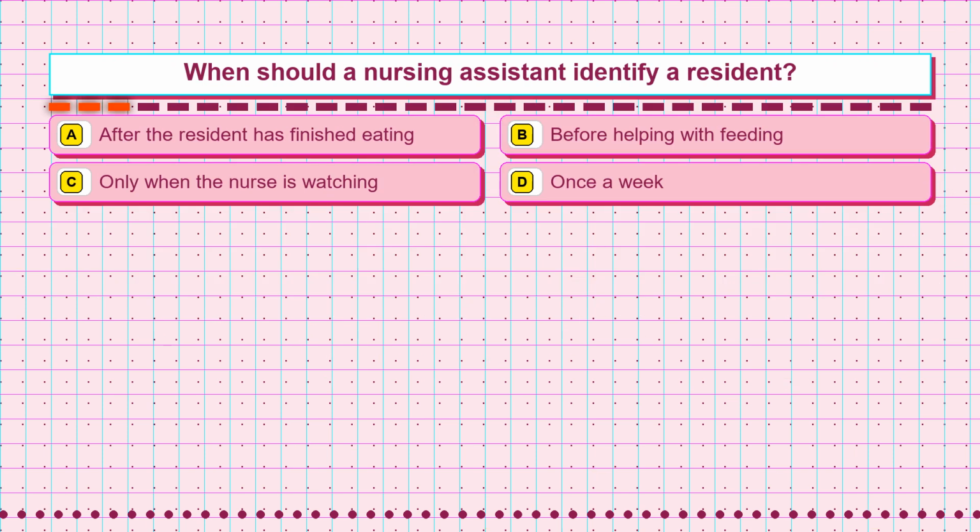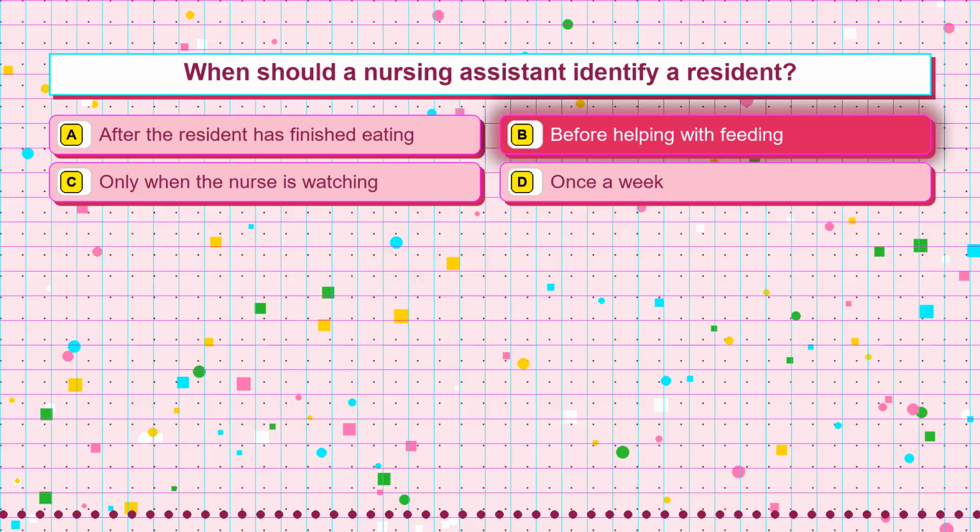Question 17. When should a nursing assistant identify a resident? Option A. After the resident has finished eating. Option B. Before helping with feeding. Option C. Only when the nurse is watching. Option D. Once a week.